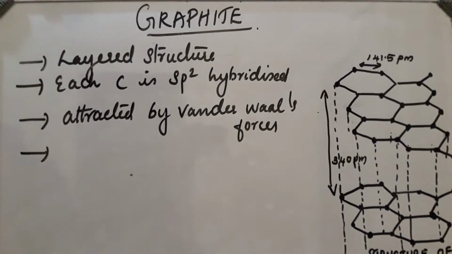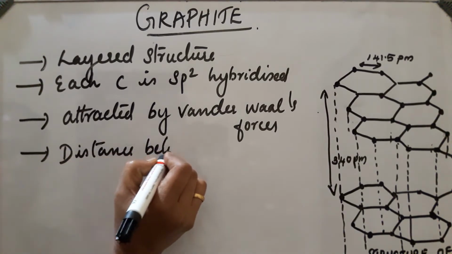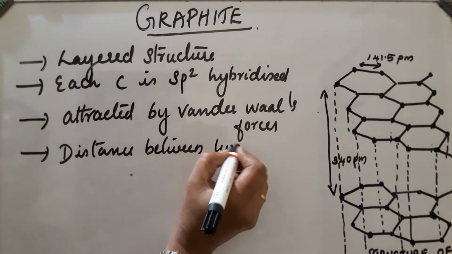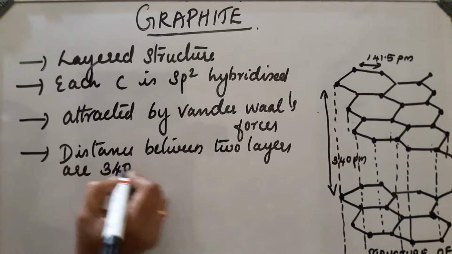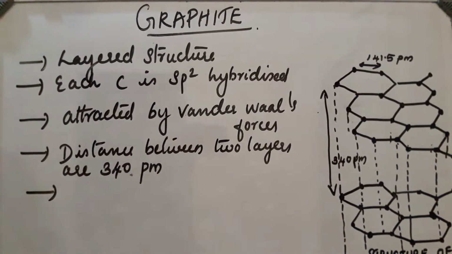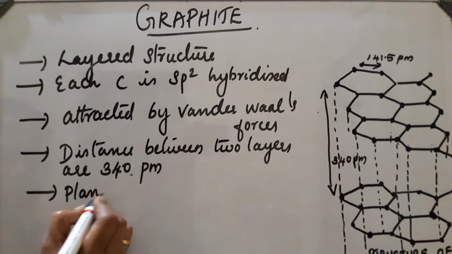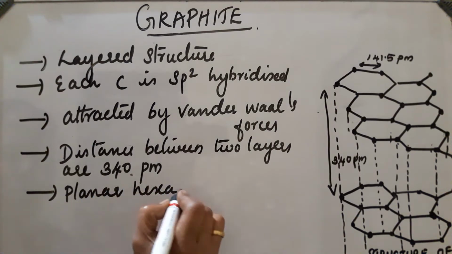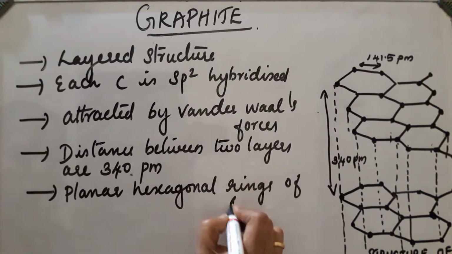Next, the distance between two layers is 340 pm, and in this case each layer is composed of planar hexagonal rings of carbon atoms. Each layer contains planar hexagonal rings of carbon atoms.